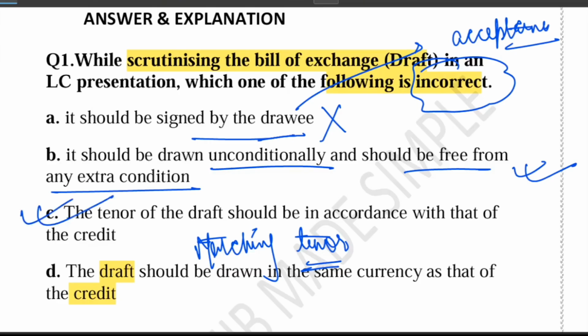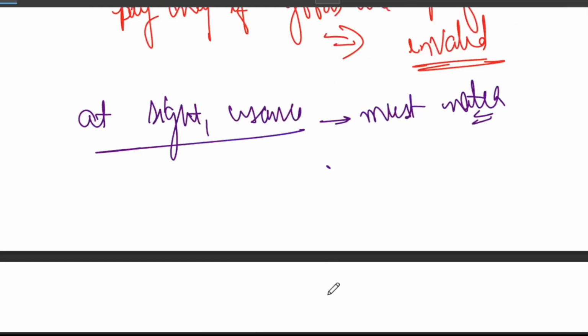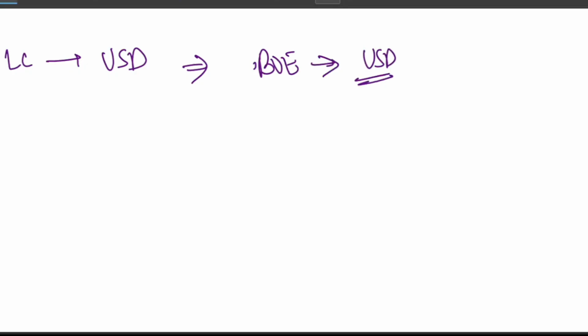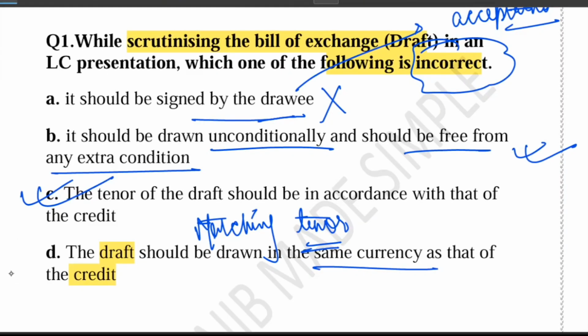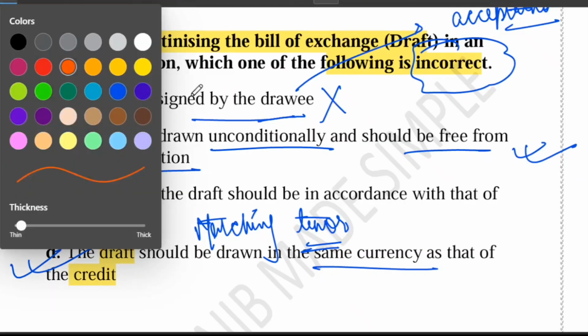What about D? D says that the draft should be drawn in the same currency. Exactly. Let's say your letter of credit is in dollars. Then the draft or the bill of exchange must be in dollars. No mix-up is allowed, right? Please understand, these are very important things. Most of the time we just ignore such information, but it is asked in the examination. So these are four different concepts based on the bill of exchange. Option D is also correct. So the correct answer to this question is obviously option A. The question is which is incorrect, so obviously A is incorrect.